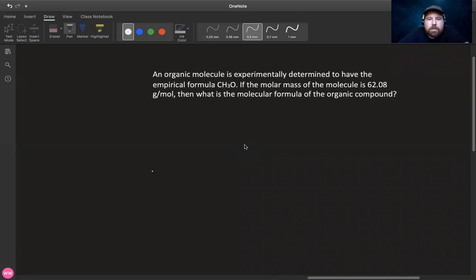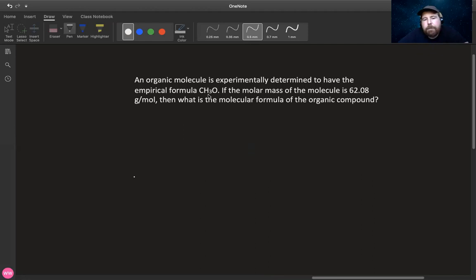An organic molecule is experimentally determined to have the empirical formula CH3O. If the molar mass of the molecule is 62.08 grams per mole, then what is the molecular formula of the organic compound? Generally speaking, when we're reading through these problems, whenever they provide the molar mass of a substance, that is often going to be the molar mass of the molecular formula. Because if they provide us the empirical formula, then we can easily figure out the molar mass of that.